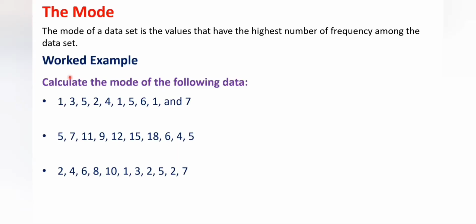Let's talk about the mode. The mode of a data set is the values that have the highest numbers of frequency among the data set. This implies that the values among our data set that occurs most, that is the mode of such data set. Now let's have some worked examples on the mode. Calculate the mode of the following data.